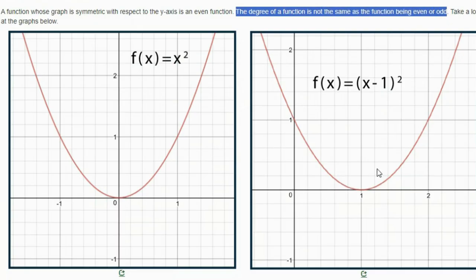So let's take a look at these. This is not an even function on the right. It has an even exponent. I'm not talking about that. I'm talking about the function itself being an even function or an odd function, not the exponent being even or odd. These are two different things. The function itself. This one is an even function. This is nothing. It's not an odd function. It's not an even function. It's just a function. This is an even function because it's symmetric to the y-axis.